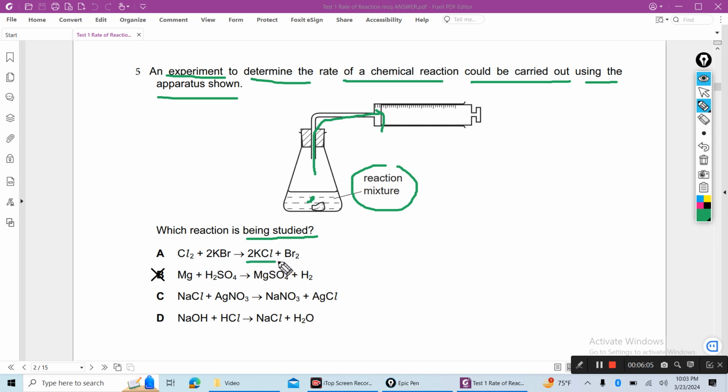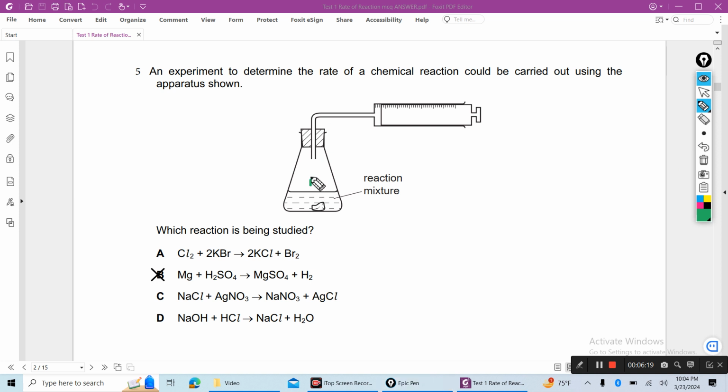First reaction, no gas is produced, so it's wrong. B is the correct answer, because when magnesium reacts with sulfuric acid, magnesium sulfate and hydrogen are produced. This hydrogen gas is collected using gas syringe apparatus. So for the others, C, no gas is produced. D, no gas is produced. So the answer will be B.